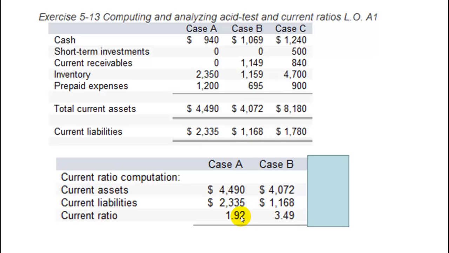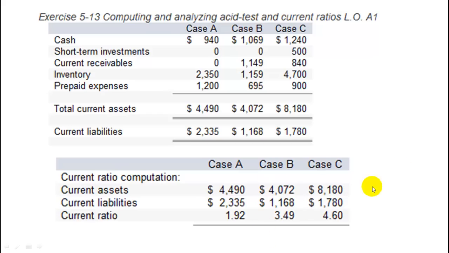The same thing can be done for case B, current assets $4,072 divided by $11,768 current liabilities to get a current ratio of 3.49. And then finally for case C, we'll take the current assets of $81.80, divide that by $17.80, and get a current ratio of 4.60. So based on current ratio, it looks like the best current ratio is case C because higher is better.